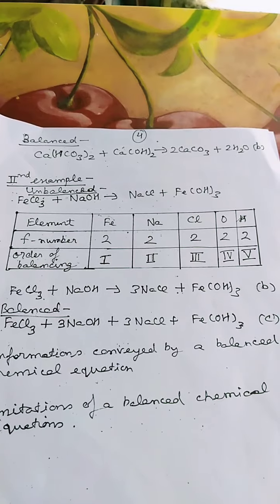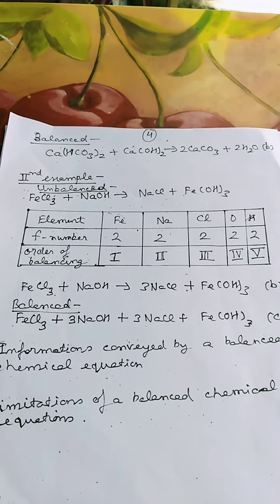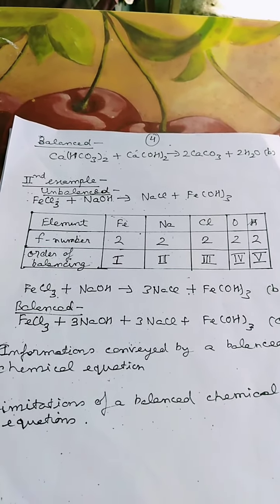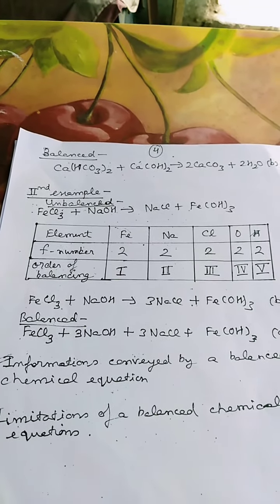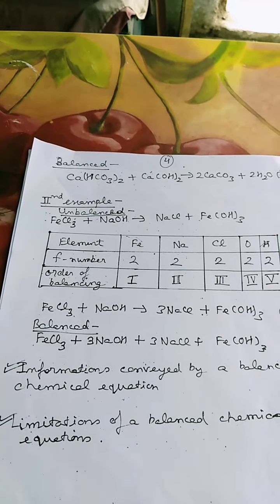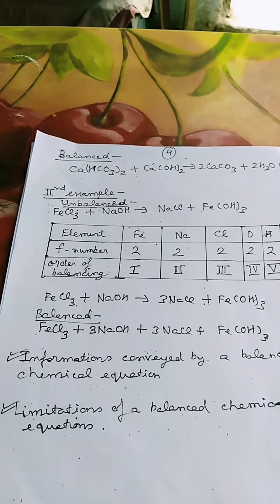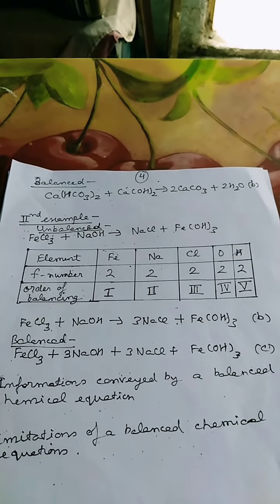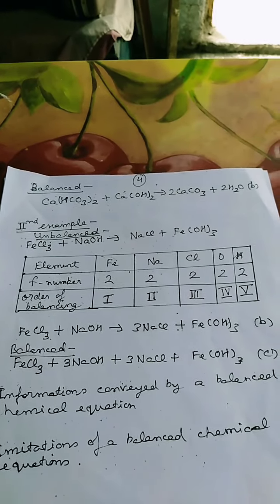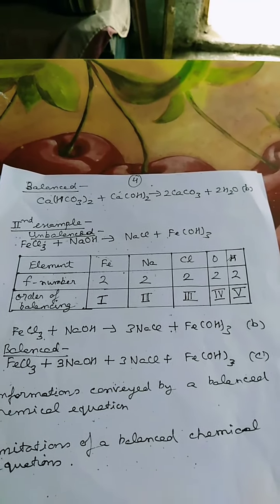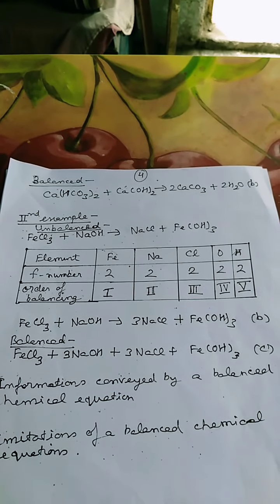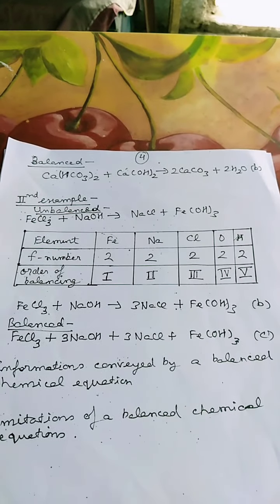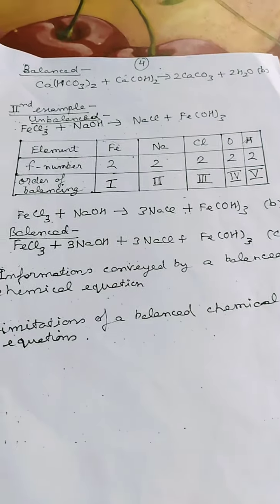And the order of balancing also here. Element Fe at 2 places it is present, sodium 2 places, chlorine 2 places, oxygen 2 places and hydrogen 2 places. All have frequency number 2. Then we will select the order of balancing. So order of balancing here we get, because they are present on 2 places, all the elements are present on 2 places. So we will see that we can number it in this manner: first, second, third, fourth and fifth.